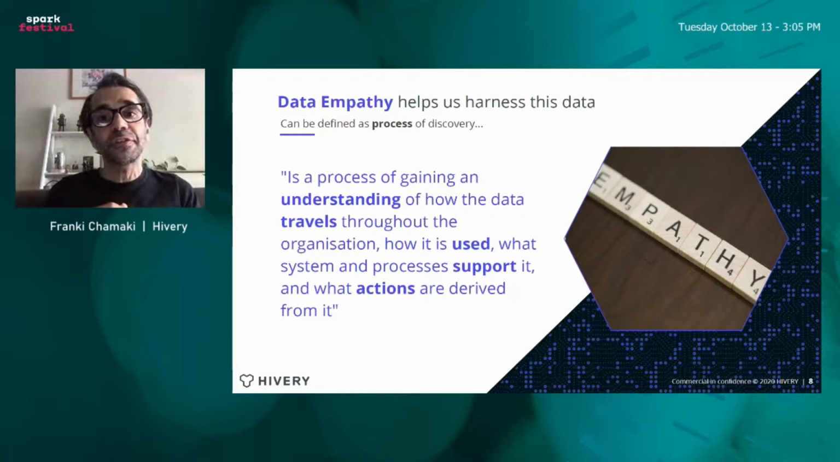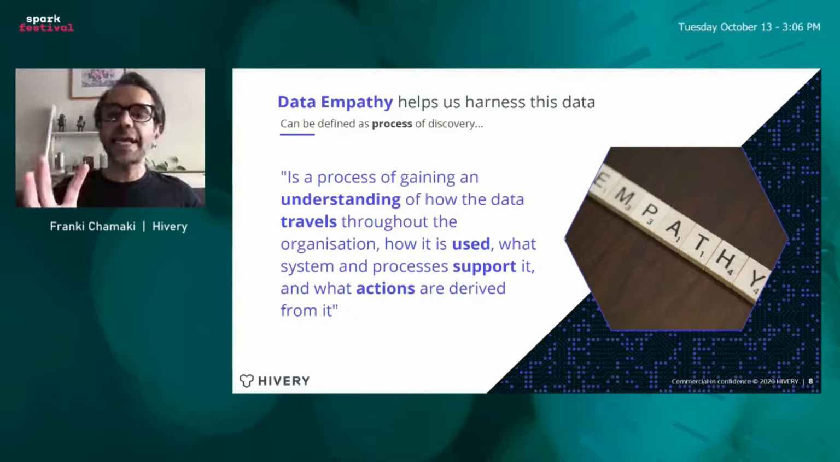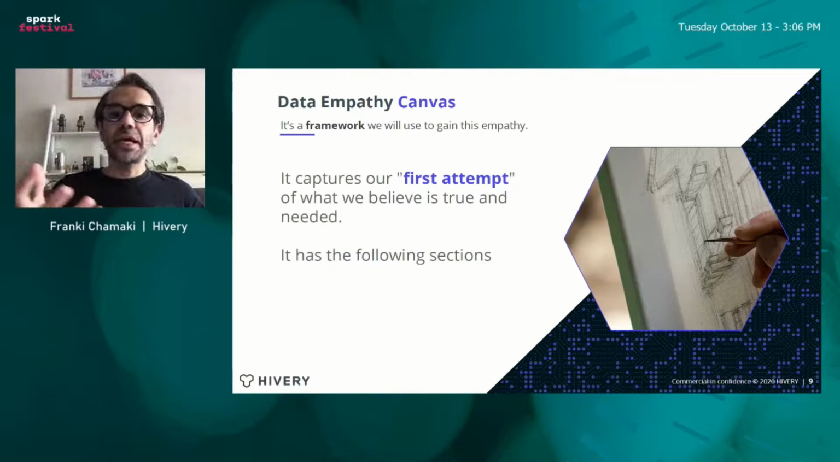These are important because you will find later on you need to tap into those systems and processes in order to extract data and have a pipeline to start training your algorithms. And then more importantly, from a business perspective, what are the decisions derived from this data? Data empathy is about capturing that in essence. In order for us to develop and gain this empathy, we create a data empathy canvas.